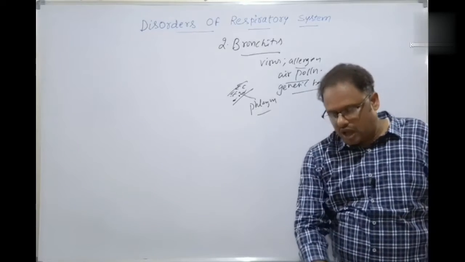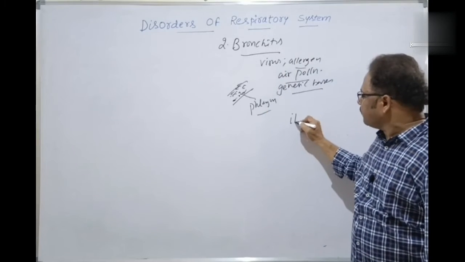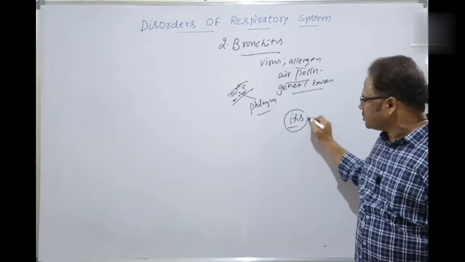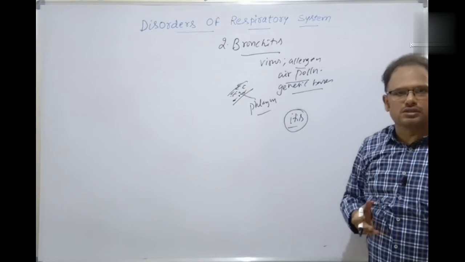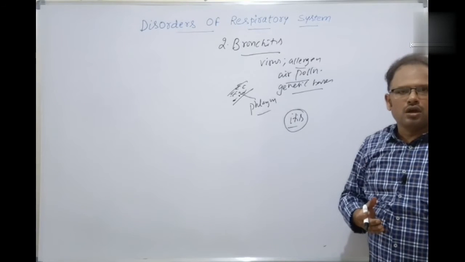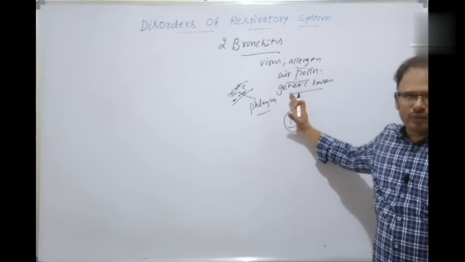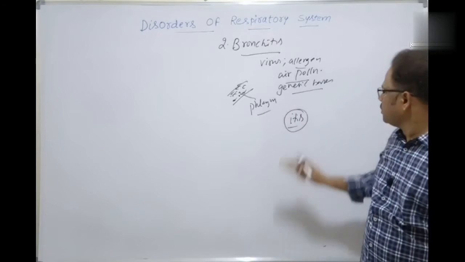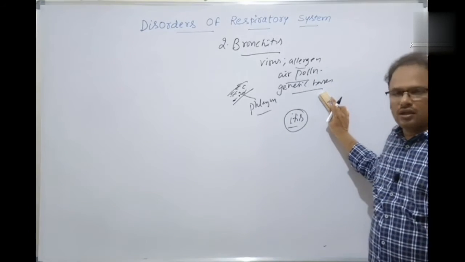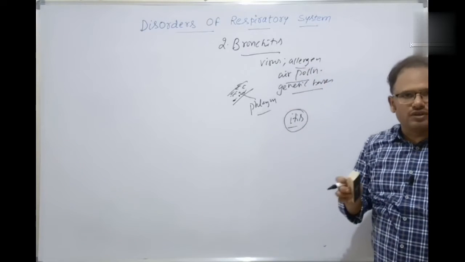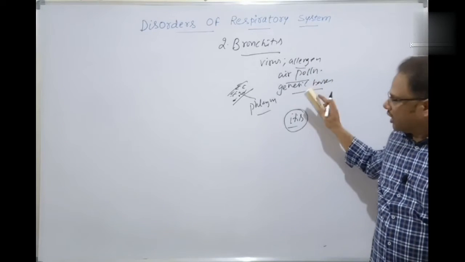Okay, students. Itis means, always remember, an inflammation. Itis means inflammation. Sinusitis, rhinitis, arthritis. Itis means inflammation. Okay, students. So inflammation of the bronchi, because of which various symptoms are manifested, is called bronchitis. Clear, students?